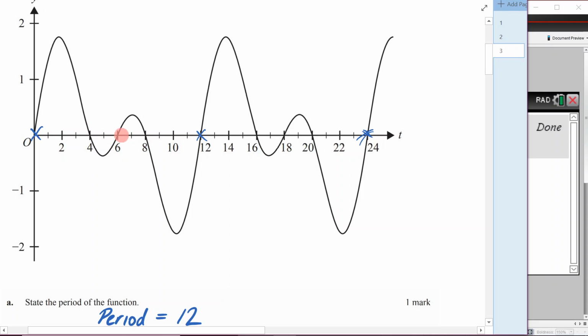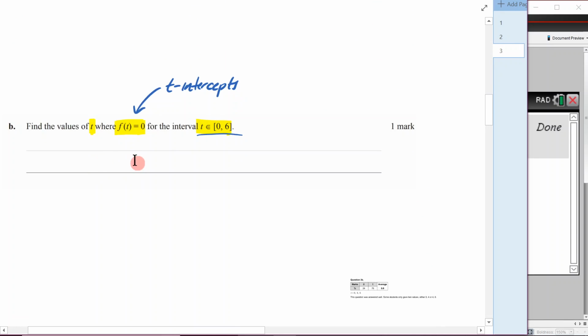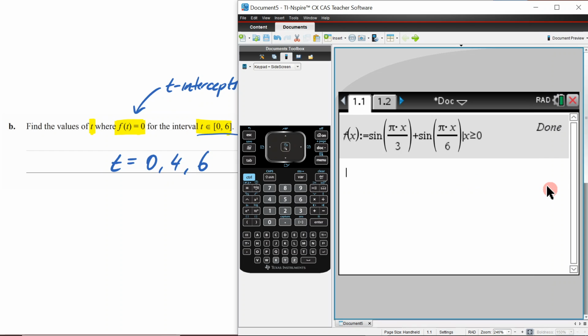Obviously, if it's between 0 and 6, 0 is going to be a point, 6 is going to be a point, and also 4 is going to be a point at which it is going to work. So I'm going to come down here and say t is going to be equal to 0, 4, and 6. If you wanted to double check that we've done this correctly, you could do it a bit of a longer way.